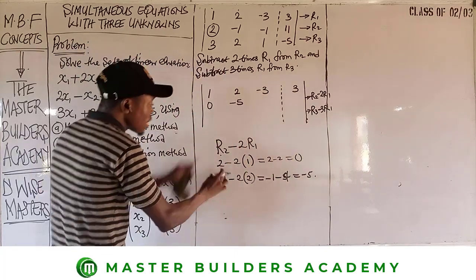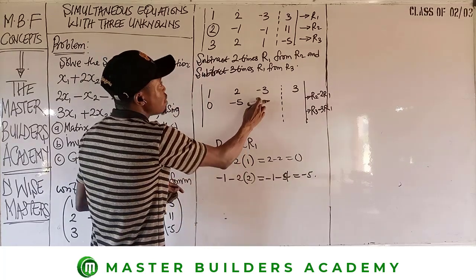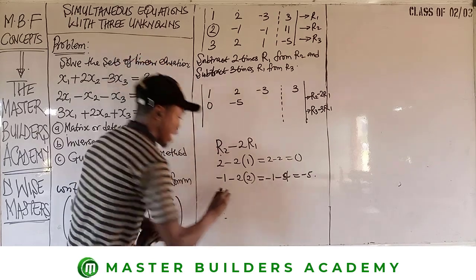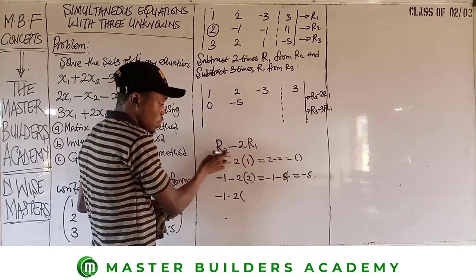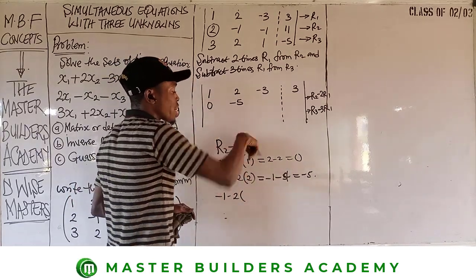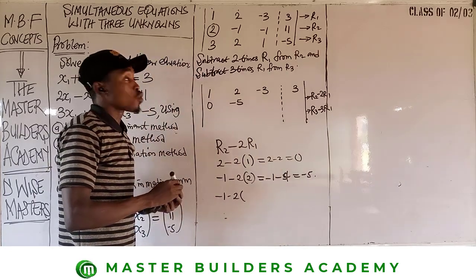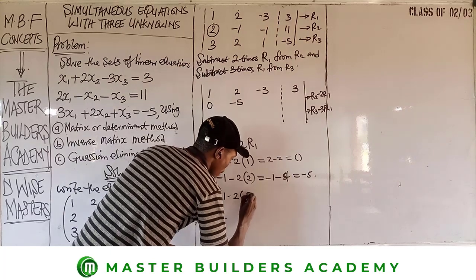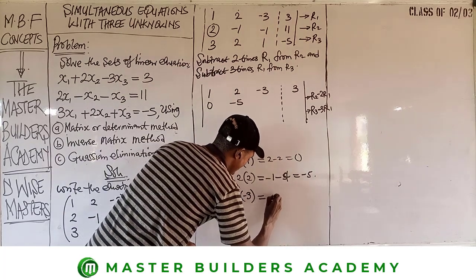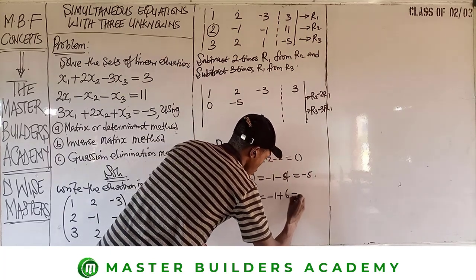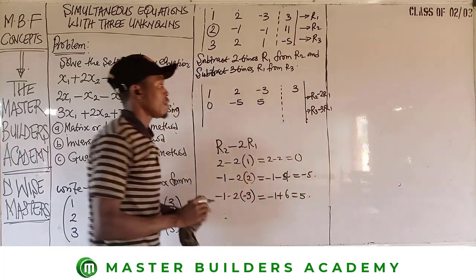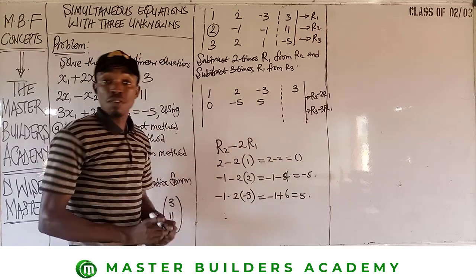Then again, still using this equation, in order to find the value that is here, what value is initially there? Minus 1. Put down that minus 1. Then minus 2 times, we are still using this equation. What is the corresponding value of row 1 on that column? Minus 3. So put down minus 3. And then this will give us minus 1 plus 6, and this will give us plus 5. We put down 5 here. I hope you are following me.